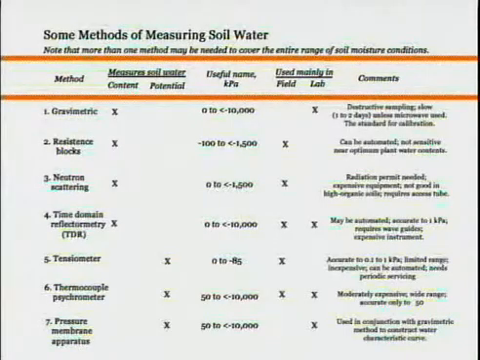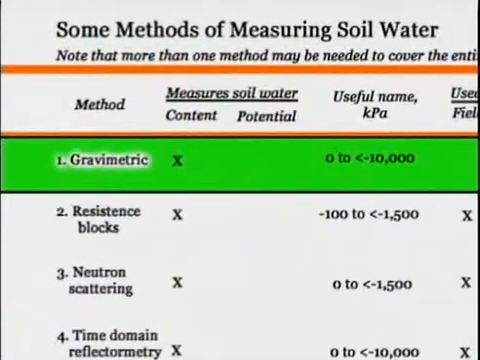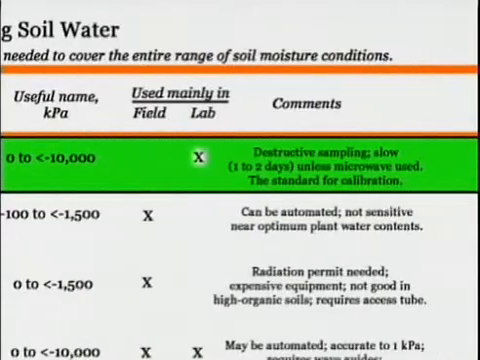The very first method we talked about was the gravimetric method. The gravimetric method is measuring the actual content of water in the soil. It gives us a useful range in terms of kilopascals. Remember, we'd have to move the decimal 2 positions to the left if we're talking about bars or atmospheres of soil moisture tension, or soil moisture content in this case. Gravimetric is used primarily in the lab.